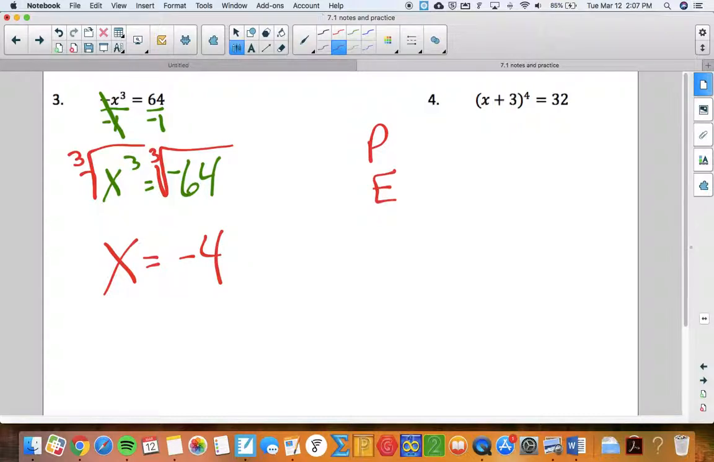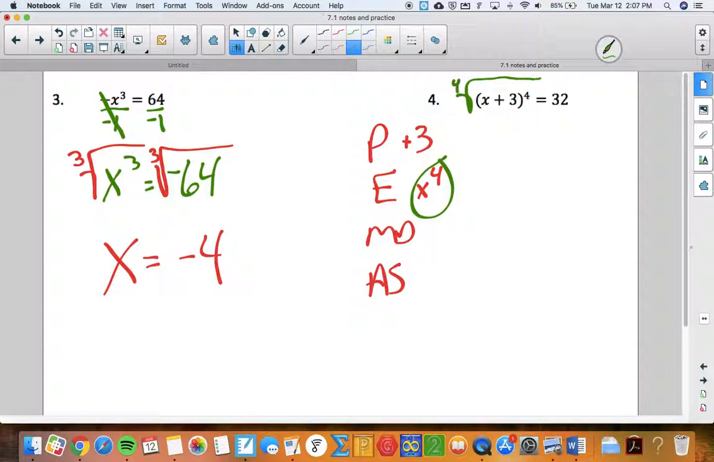All right, let me rewrite down PEMDAS. So in number 4, x is getting raised to the 4th power. Well, you might be saying, all right, x is getting added to by 3, but that's in the parentheses. So that's actually the last thing we're going to undo. The other thing that's getting done to x is it's getting raised to the 4th power. So the first thing I need to undo is the 4th power by taking the 4th root. What I do to one side, I do to the other.